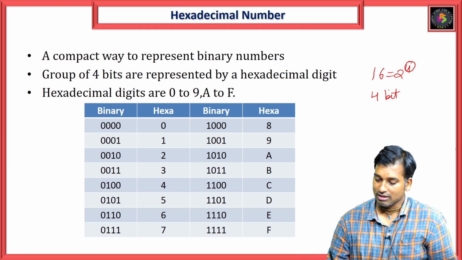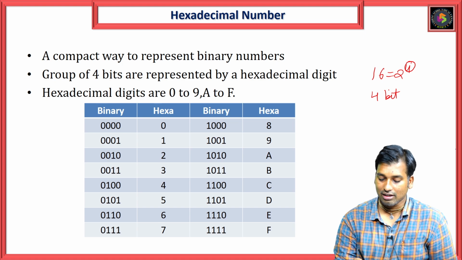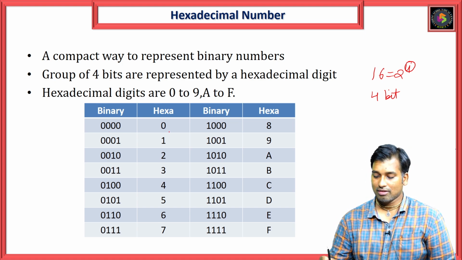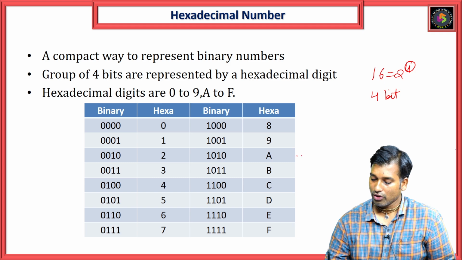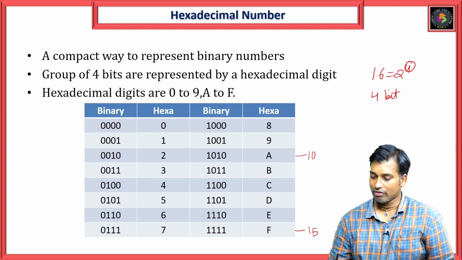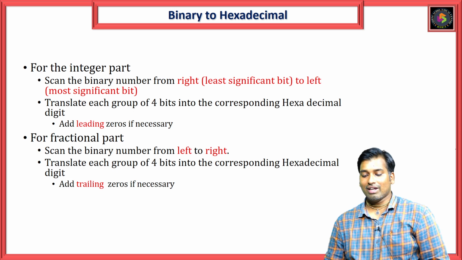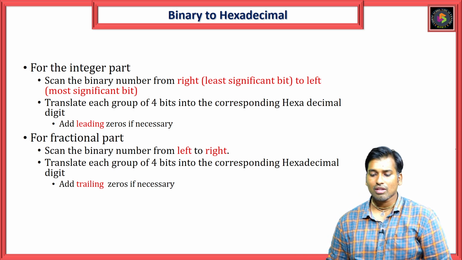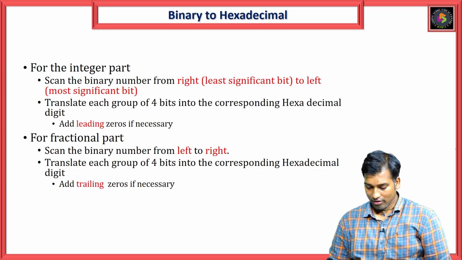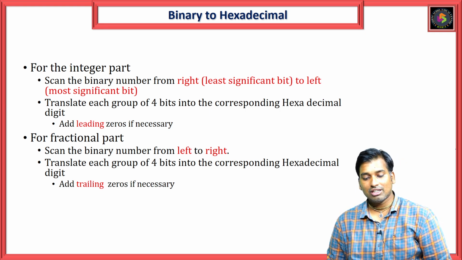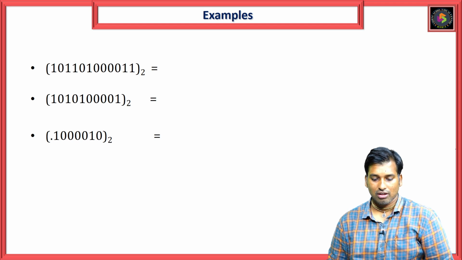We already saw that 0 to 9 is similar to the decimal number system, but from 10 to 15 is represented from A to F. So in the same way, we can convert from binary to hexadecimal number system. Let us see through the example.